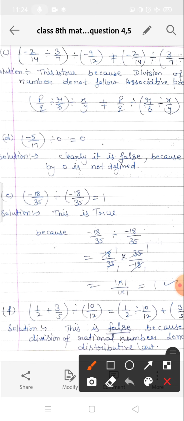In case of D part, division by 0 is defined, but we know that division by 0 in this universe is not defined. Look, students, whenever you are asked about something divided by 0, then you have to say that division is not defined, because division by 0 is not defined. Clear? So this is the wrong statement, so the answer is false.